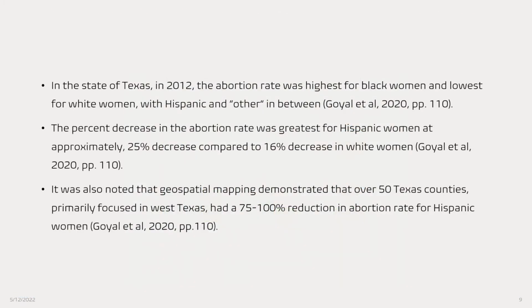Now going on to a more specific area, the area of Texas, we see that in 2012, the abortion rate was highest for Black women and lowest for white women, with Hispanic and other in between. The percent decrease in the abortion rate was greatest for Hispanic women at approximately 25% decrease compared to the 16% decrease in white women. It was also noted that geospatial mapping demonstrated that over 50 Texas counties, primarily focused in West Texas, had a 75 to 100% reduction in abortion rate for Hispanic women.